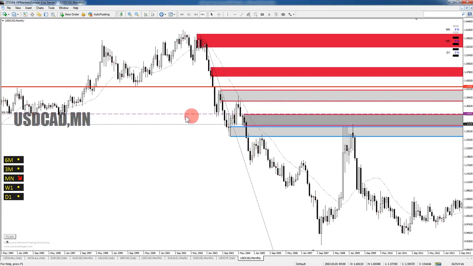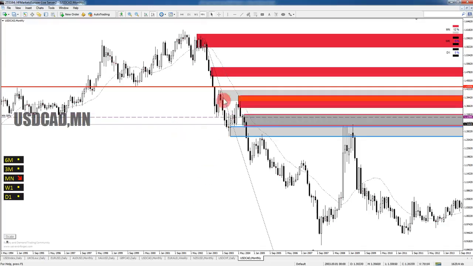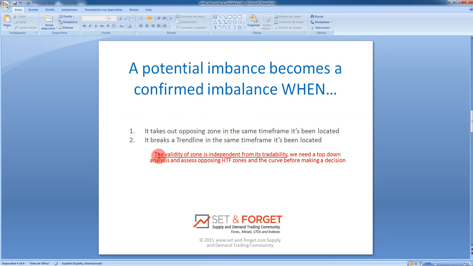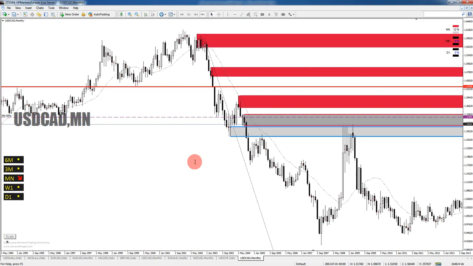But which level? That one. Okay. And then at the origin of the zone, it is that one. So demand. But here, this is what we have here. The validity of a zone is independent from its tradability. We need to do a top-down analysis. So we are in a bigger picture downtrend, etc.